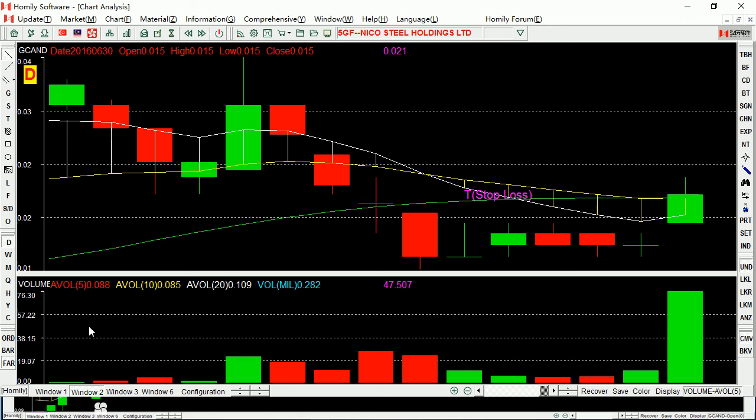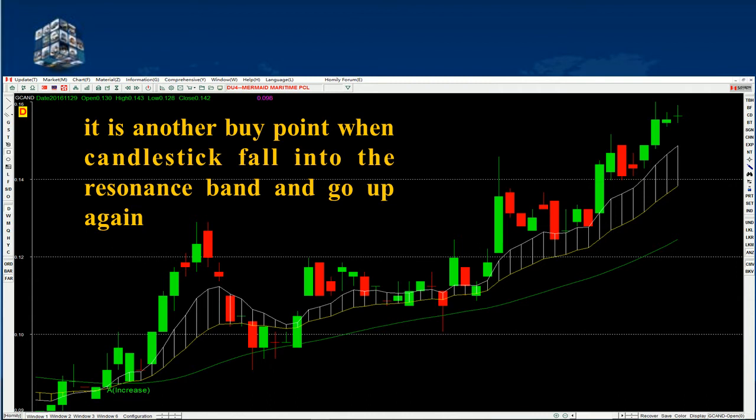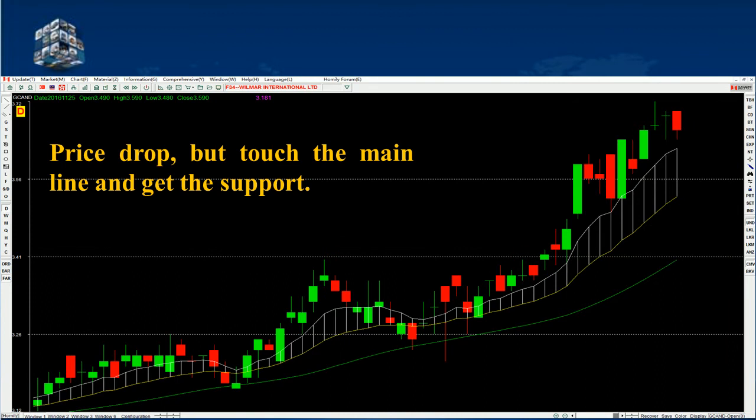Then you should know where is the second buy point. This is the first one. Okay, then let's see the next one. Price drop, but touch the main line and get support. If you see here, the price drop into the band and you can see another day go up, you can buy again. If you see the price drop to the green line still up, here is another buy point, the fourth buy point. Okay, so here, the fourth buy point.